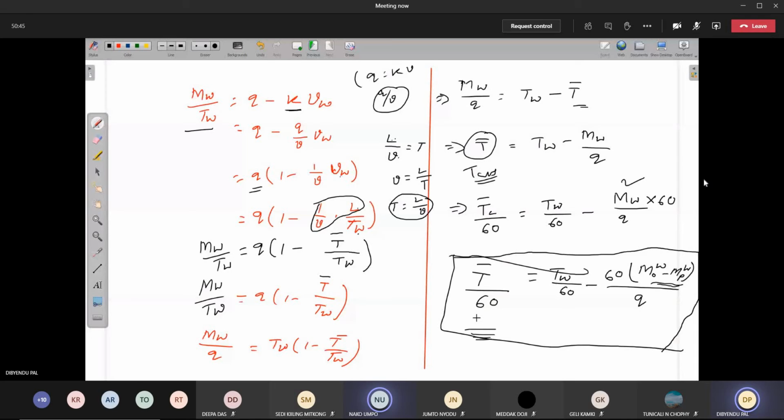Sir, this 60, how did it come? And the MW by Q in the 60 we're writing, right, sir? So that's because the number of vehicles per unit time is being divided, sir.